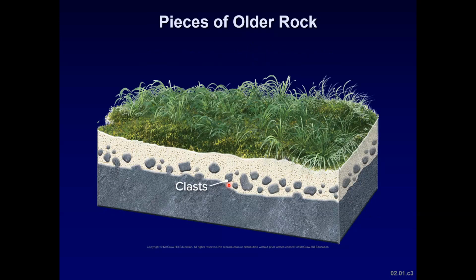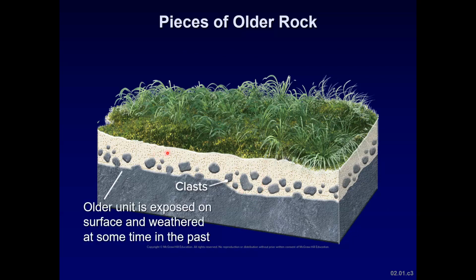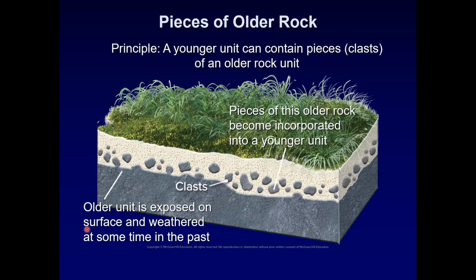Another principle deals with pieces of older rocks. So these are rock clasts. These pieces of gray rock had to be weathered into pieces on the surface to be incorporated into the overlying tan unit. This older unit is exposed on the Earth's surface at some point and weathered, right? And then pieces of that older rock become incorporated into a younger unit. And the principle here is that a younger unit can contain pieces of an older rock unit.